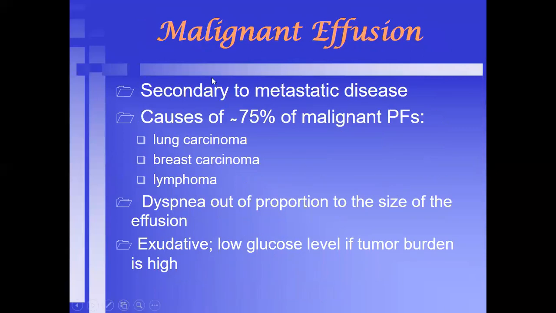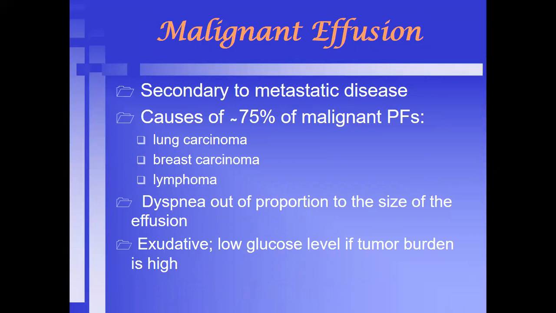Okay. Another cause is malignant pleural effusion, and this is usually secondary to metastatic disease in the pleura. Most malignant pleural effusions are caused by three lesions: lung carcinoma, breast carcinoma, and lymphoma. Usually, these patients will have dyspnea which is out of proportion to the size of the effusion, meaning your patients with malignancy might just have a small amount of effusion but are still seen to be dyspneic.